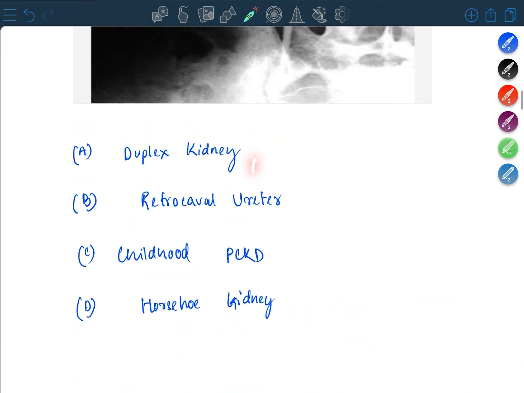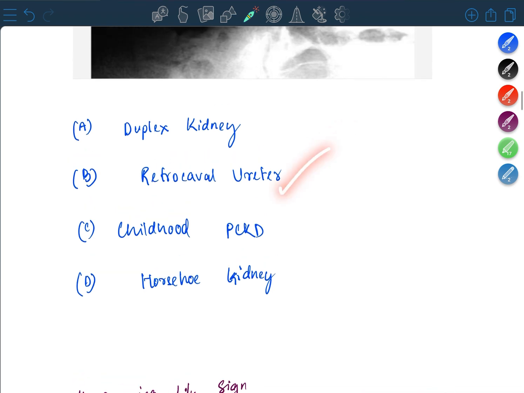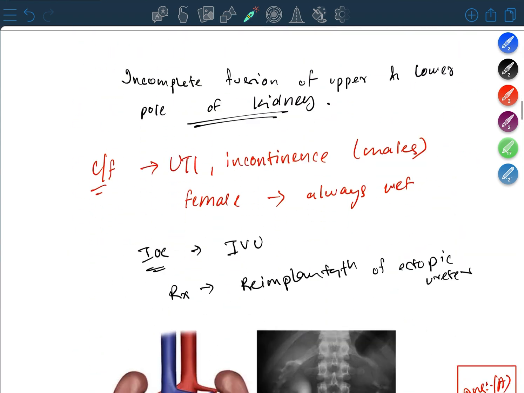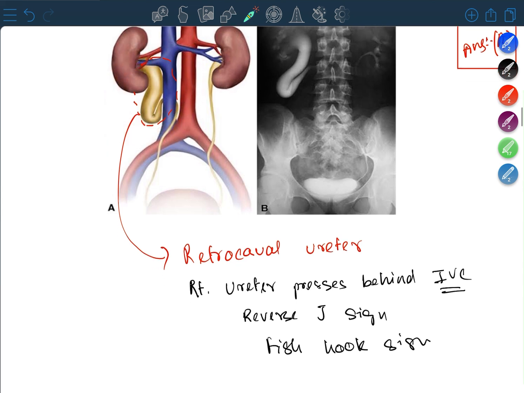Okay. So this is the answer, duplex kidney. Now let us look at some of the other options. Retrocaval ureter. What is retrocaval ureter? Retrocaval ureter happens here, near the renal artery. So yes, this one. The right ureter passes behind the IVC, inferior vena cava. Reverse J sign, fish hook sign.